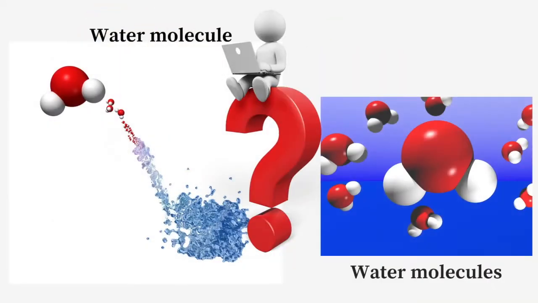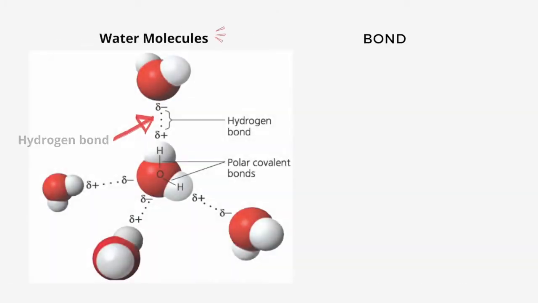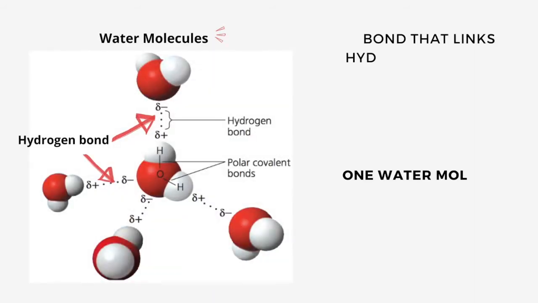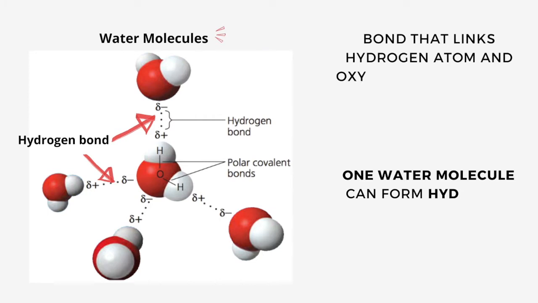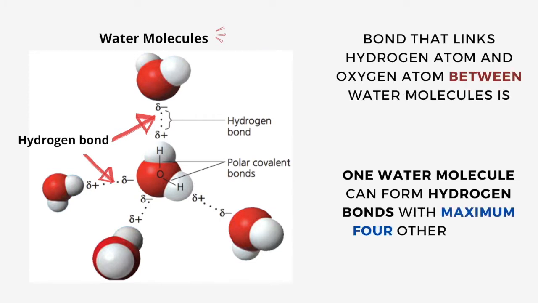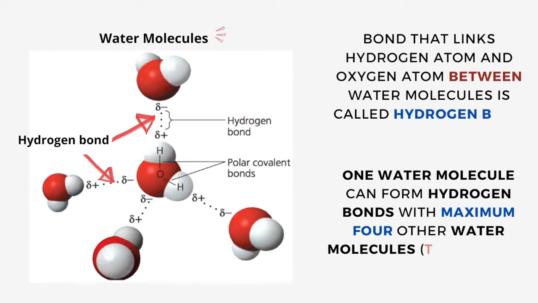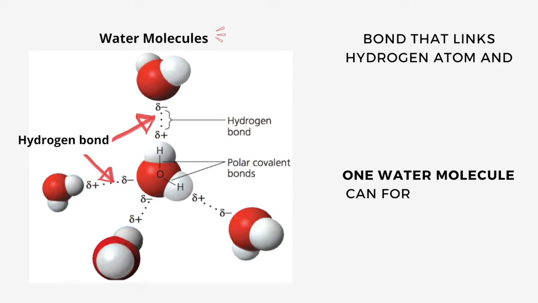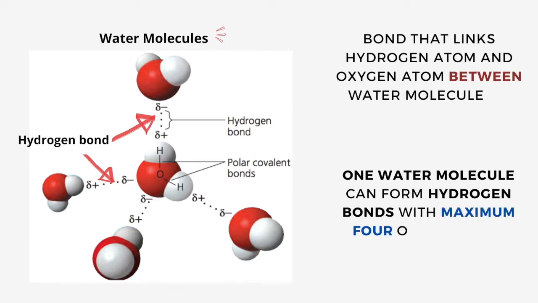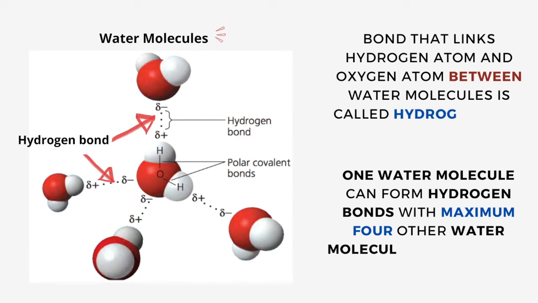Do you know what is the difference between water molecule and water molecules? Water molecules generally consist of more than one water molecule that link together by a bond called hydrogen bond. Generally, one water molecule can form hydrogen bonds with a maximum of 4 other water molecules. This structure is called tetrahedral.